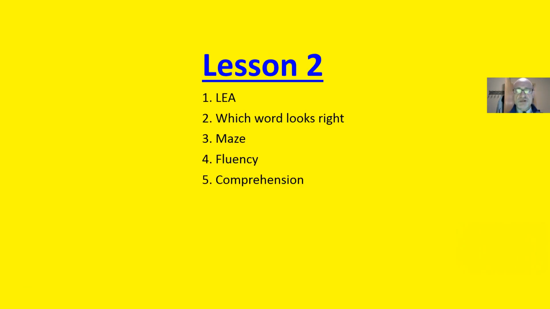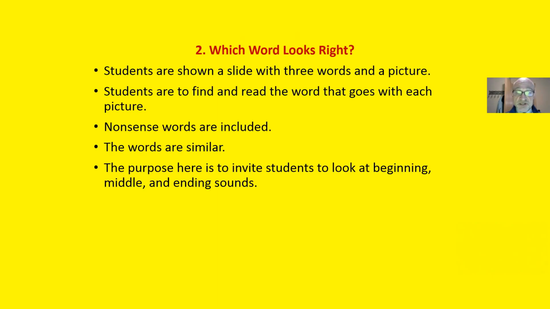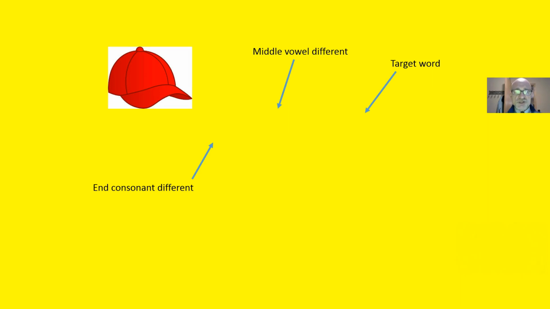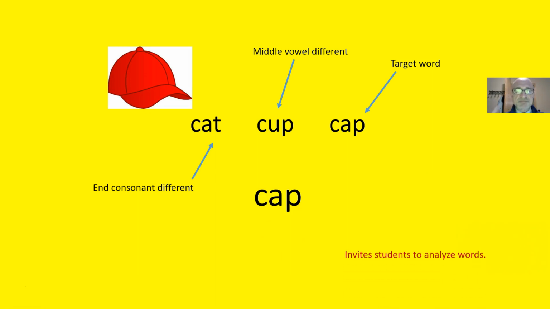Lesson number 2, we already talked about language experience approach. Which word looks right? Students are given a picture. Which word looks right? Which word goes with it? Now here's the target word, and this is short A again. Module 1 is short A. But notice this word has a different middle vowel. This has a different consonant. So it invites students to really examine the words and the letters.